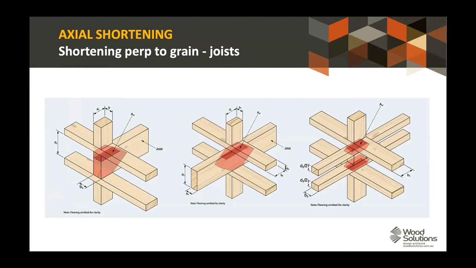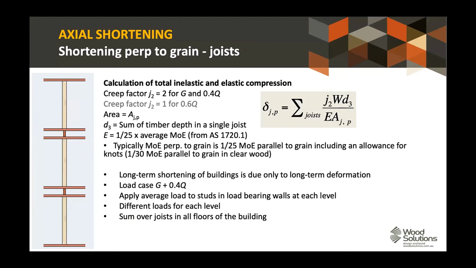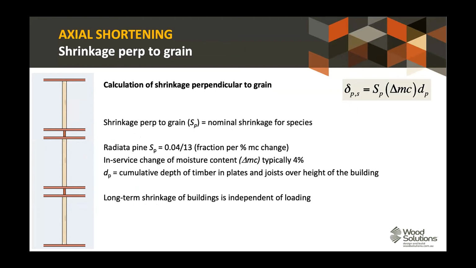It might be a solid joist. It might be a continuous joist where we have a different area to consider, or if we've got I-joists or something similar, there might be a different area to think through. We then work through those steps for each of those different elements for the perp to grain joists, very similar to the wall plates, but with different areas.